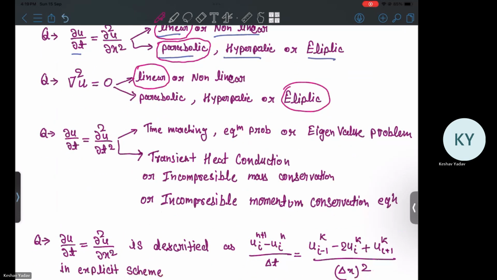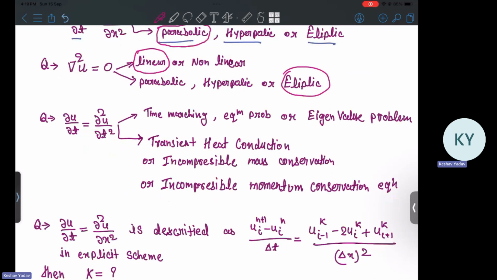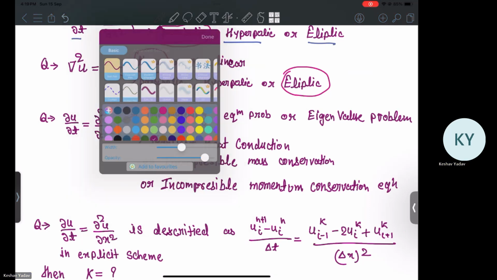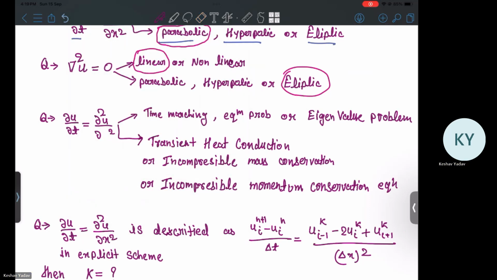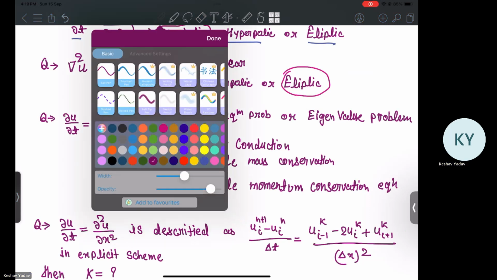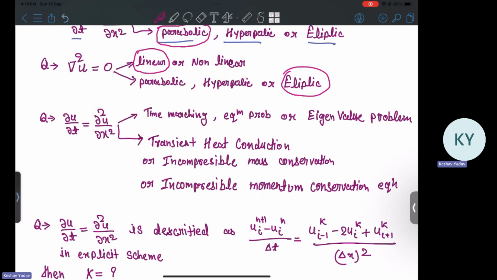Okay. Now we have this problem, del u upon del t will be equal to del 2 u upon del t del x square. Sorry, it will be x. We have this equation. So now we need to see whether this equation is a time marching, equilibrium problem or eigenvalue problem. We know that this is a time marching problem. This problem is called a transient heat conduction problem. Okay.